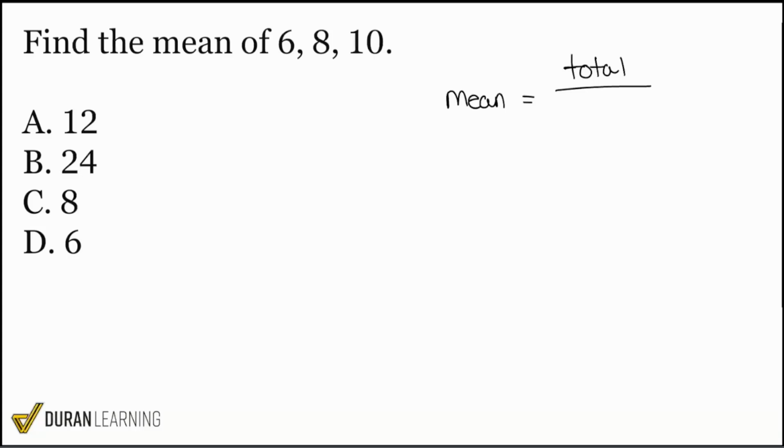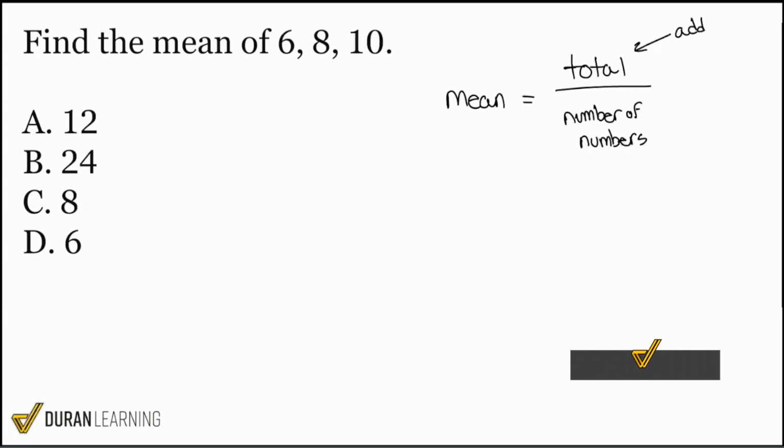So again, we're going to calculate the total, so we're going to add them all up, and then we're going to divide by the number of numbers. That's a very easy way for me to write it, because if I say amount, you might confuse it with total amount. So I don't want to confuse anybody. We're just going to say number of numbers. And in this case, everybody, how many numbers are we observing? Between 6, 8, and 10, that is going to be a total of 3 numbers. So right there, that's where our 3 goes.